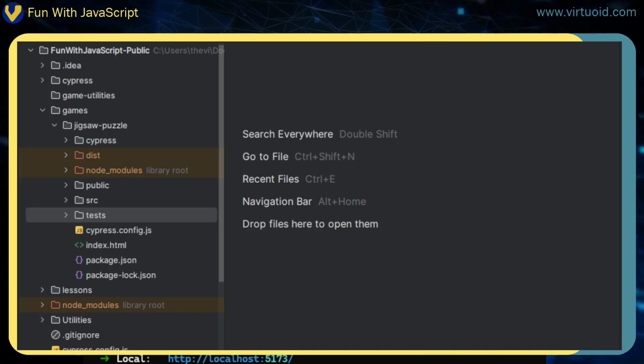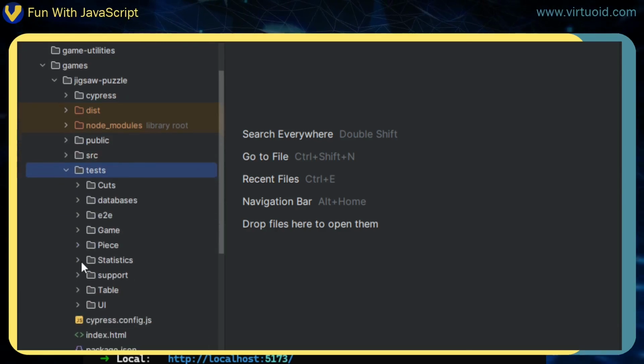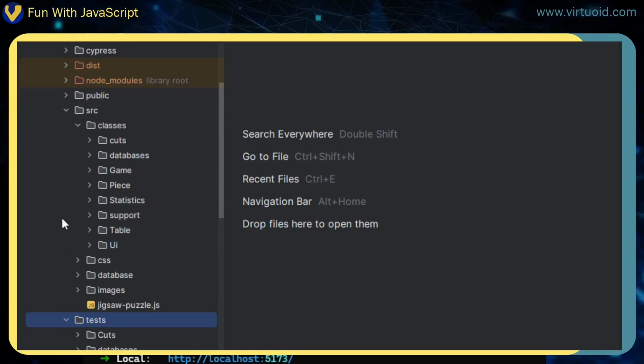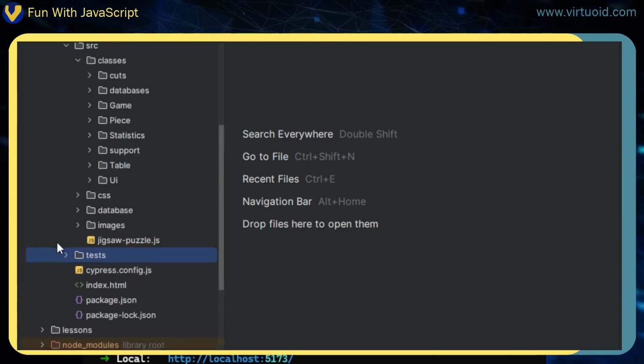Now, last time we did cover the tests, and here were all our tests. No big deal. But the tests, as you can see here, should correspond to our source code. There are classes: source code, cuts, database, game, pieces, statistics, support, table, UI. Same thing in the tests: cuts, databases, E2E, game, pieces, statistics, support, table, and UI. So the tests we have here mirror basically exactly the classes that we created.